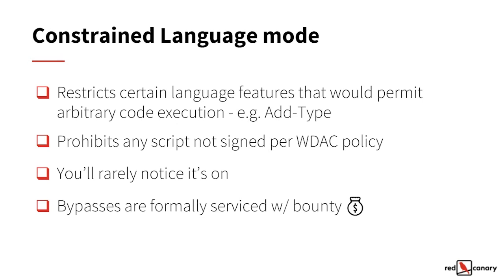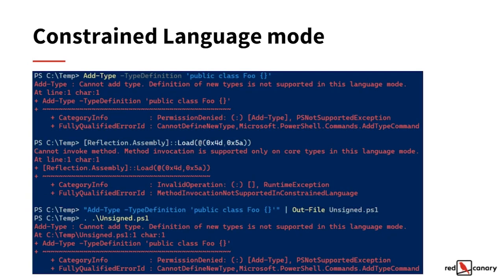But fortunately, if you do have legitimate code that does require something like Add-Type or any of the other language features, which I'll cover in the next slide, then you can just allow that particular script either by signer, by hash, by directory, and so on and so forth. So it's not like you can't do the things that you legitimately need to do with constrained language mode being enforced.